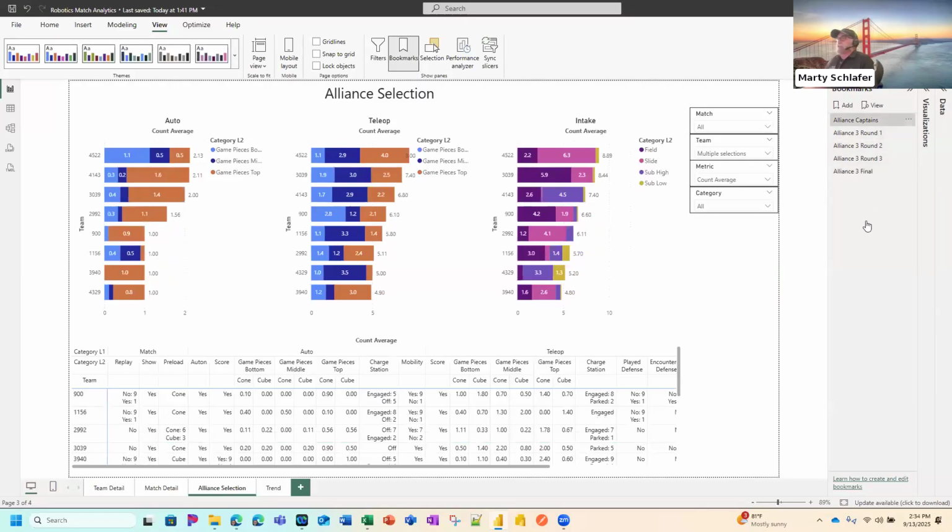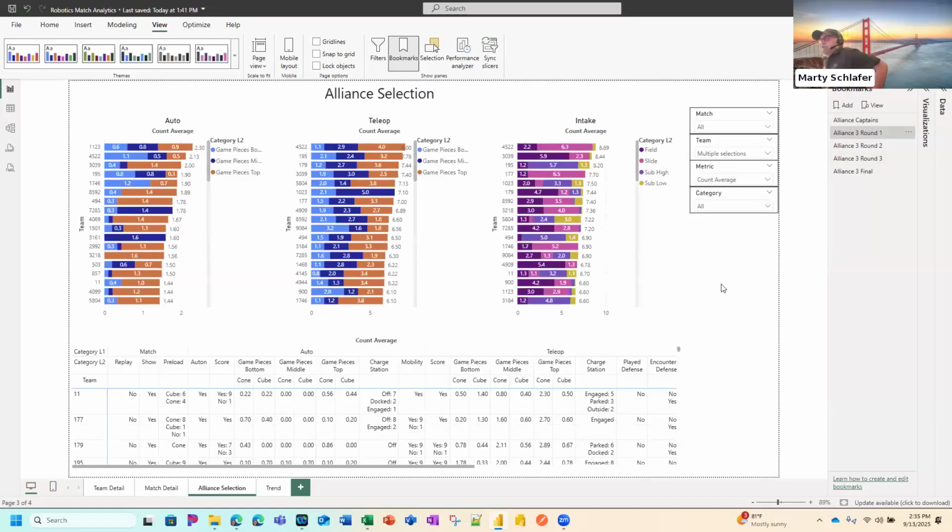So I created some bookmarks. At the start of selections, these were the alliance captains. Obviously, 4522 was the first alliance. In round 1, when it came to our alliance captain picking us, this is what they saw. We weren't at the top. We weren't pitiful, but we weren't ones that were jumping off the board to be picked. We're way down here. But we did get picked.